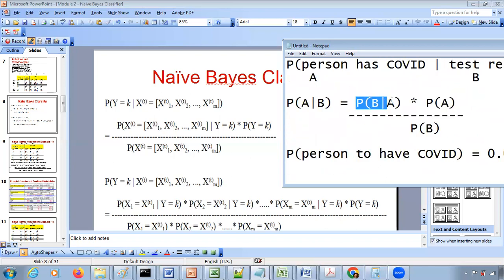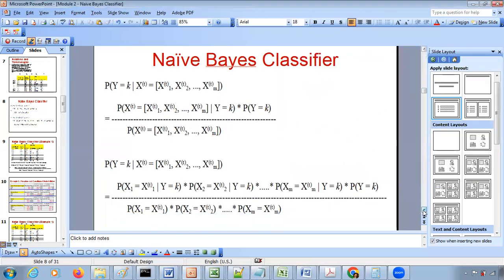This is B given A broken down, and then times the probability that we observe a class y equal to k. Among all the records, what fraction of the records have class y equals k? That's what it is. Now divided by the probability of B, which is the probability that a test record will have all these combinations of feature values occur together, xt1, xt2, and so on. And since again the features are independent, we can break it down into the probability of x1 equals xt1 times the probability of x2 equals xt2 times the probability of x3 equals xt3 and so on up to the probability of xm equals xtm.